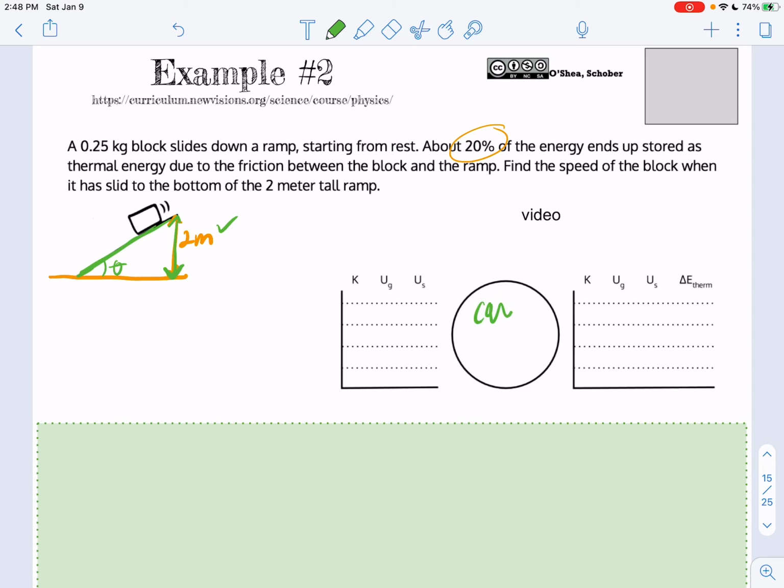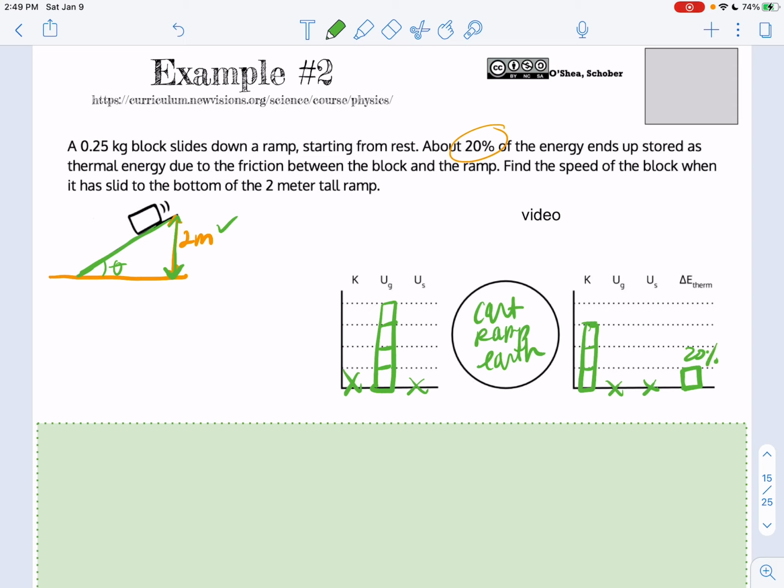All right, so we're looking at the cart, the ramp, and the earth. We want to start with gravitational potential energy when it's sitting at the top of the ramp, at rest, and there's no springs. Then by the time it gets to the bottom of the ramp, it's going to be moving faster. No UG, no US, but we are going to have some thermal. So we're not going to have 4 bars of kinetic. There's going to have to be some lesser amount. And yes, I know that's 25%, but whatever. That'll be 20% of it.